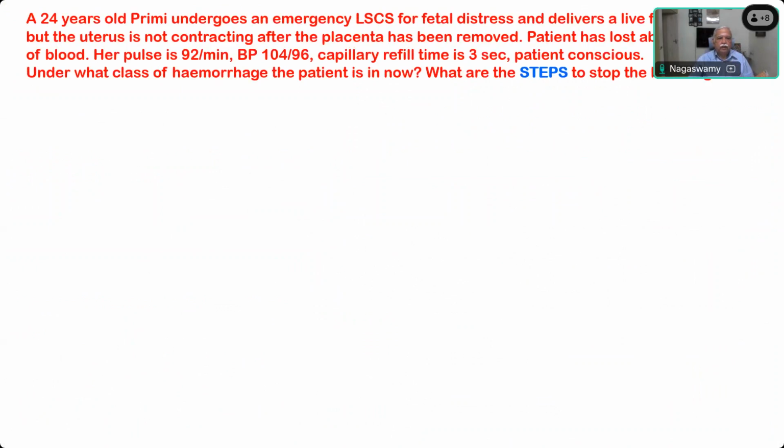A 24-year-old primi undergoes an emergency cesarean, delivers a live female baby, but the uterus is not contracting after the placenta has been removed. The patient has lost about 750 ml of blood, her pulse is 92, BP 104 by 96, capillary refill time is 3 seconds, patient conscious. Under what class of hemorrhage is the patient now? What are the steps to stop further bleeding?